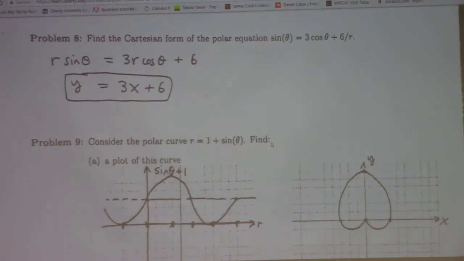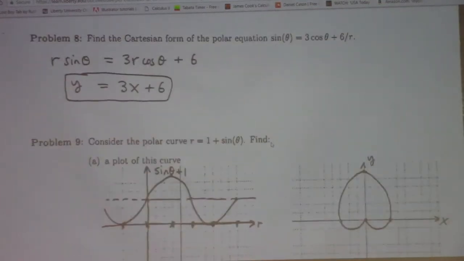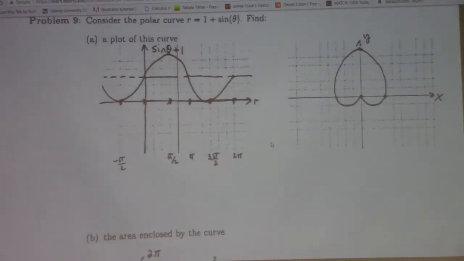Anyway, so let me skip ahead. All right, I'm going to go faster here. To find the Cartesian form, all I did was multiply by r to make my life easier. When you multiply by r, you've got r sine theta plus 3r cosine theta plus 6, which is exactly y equals 3x plus 6. Great.